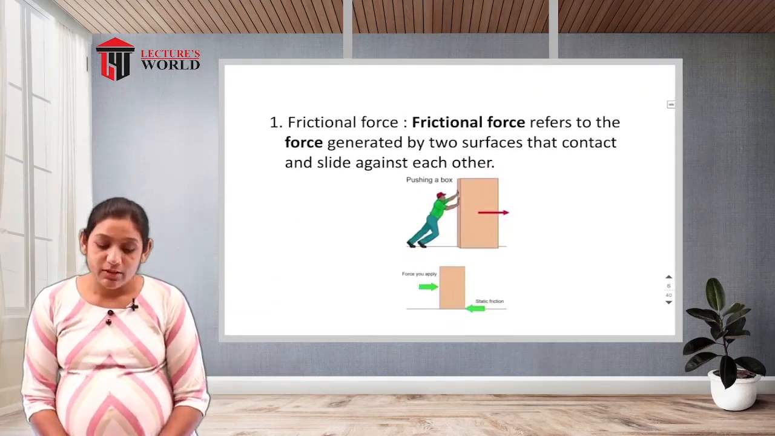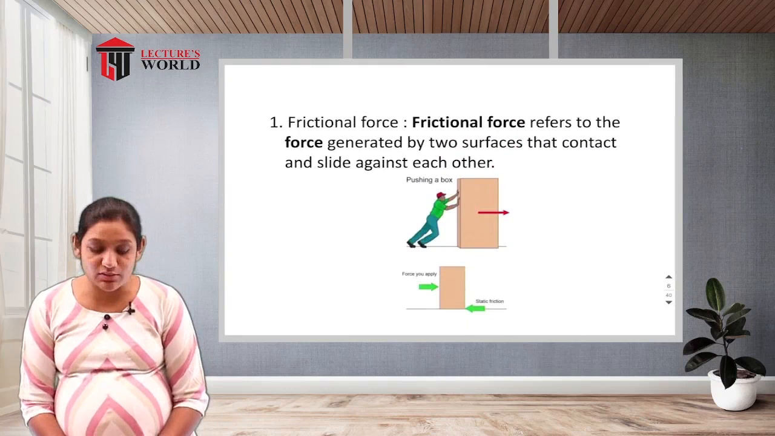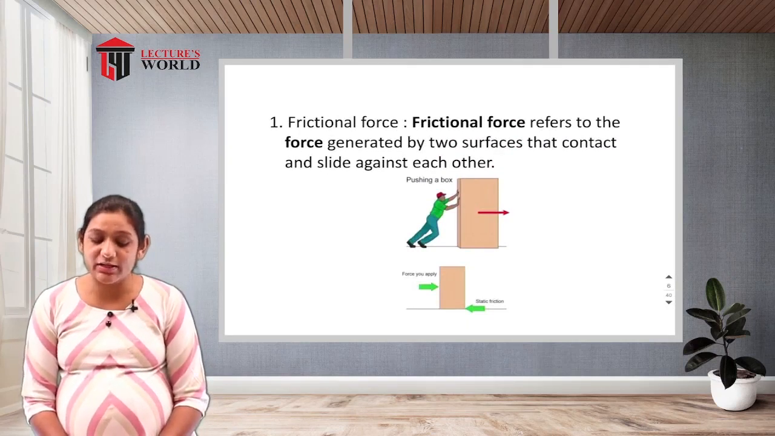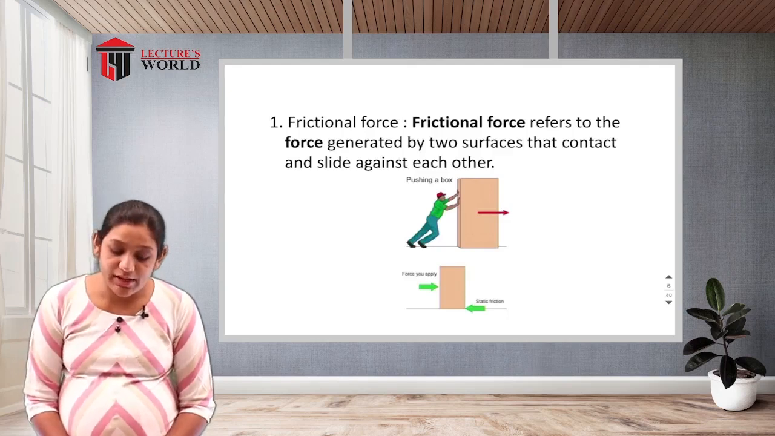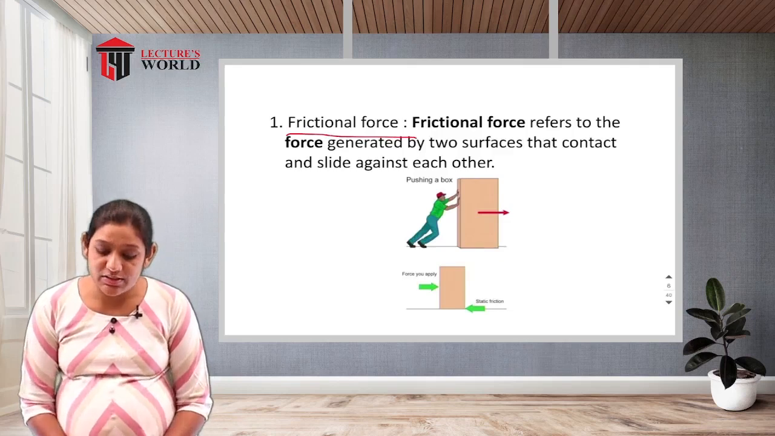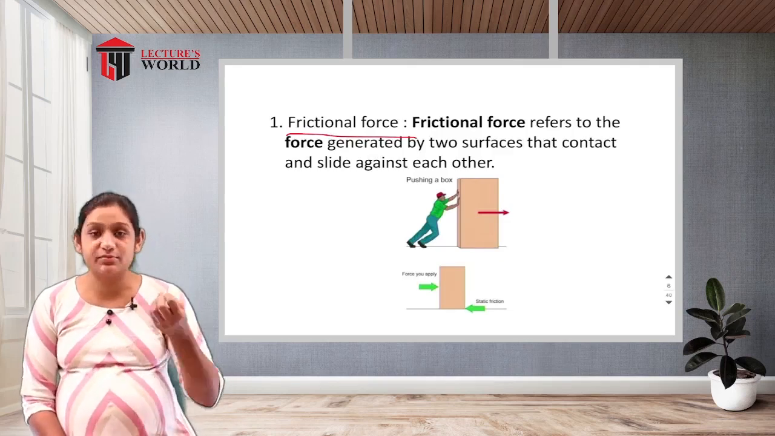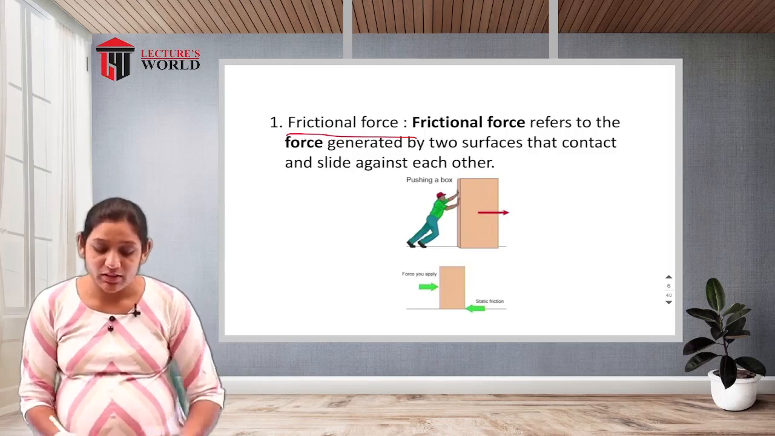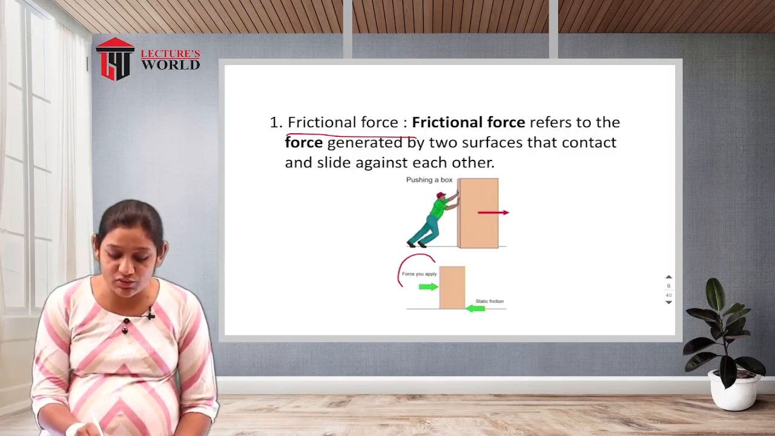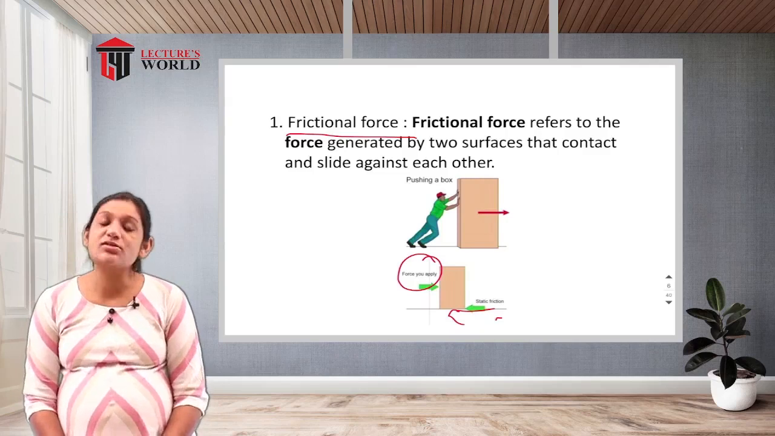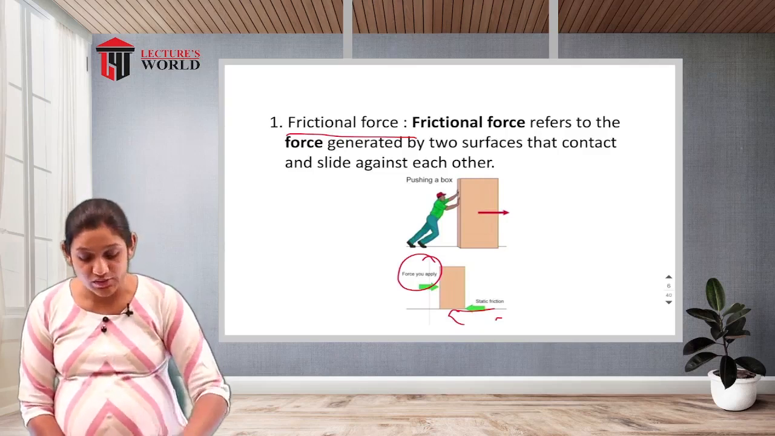Frictional force refers to the force generated by two surfaces that are in contact and slide against each other. When a force is applied, the sliding of the surfaces produces resistance opposite to the direction of the force. This is called frictional force.